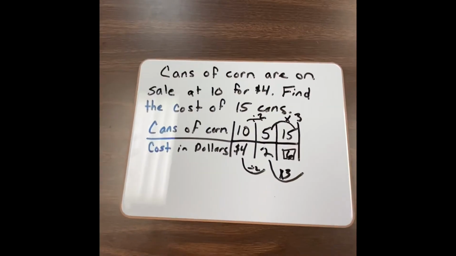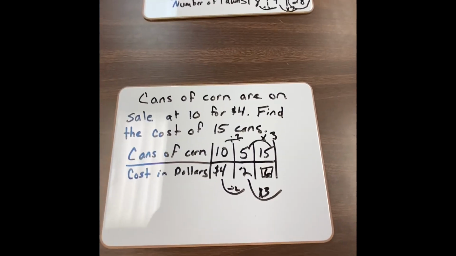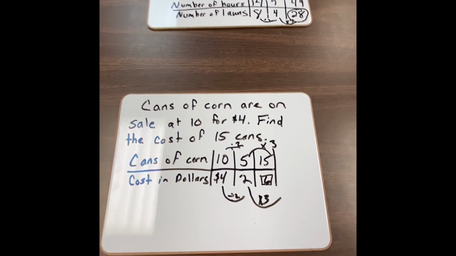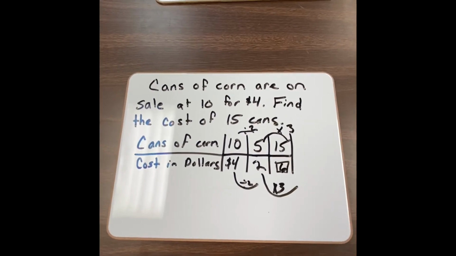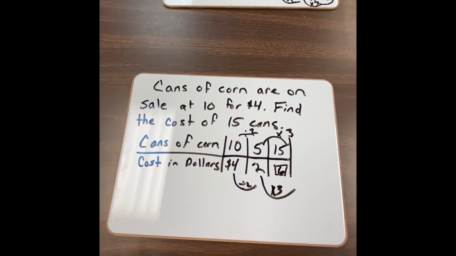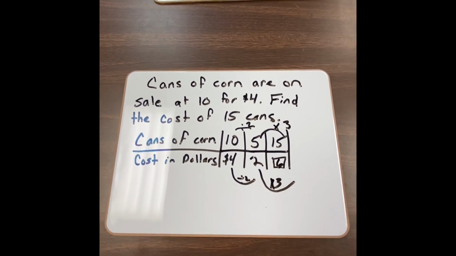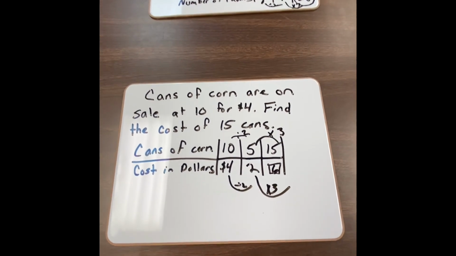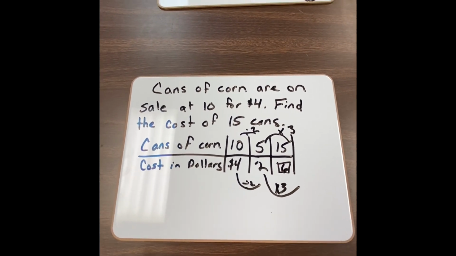This is finding equivalent ratios by using ratio tables. Now, I'll be showing you different ways later on, but this is one way. I don't want to overwhelm you with more than one way today to find equivalent fractions or to answer the problems.